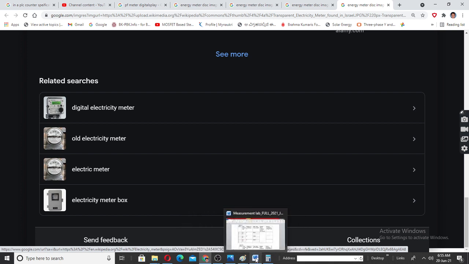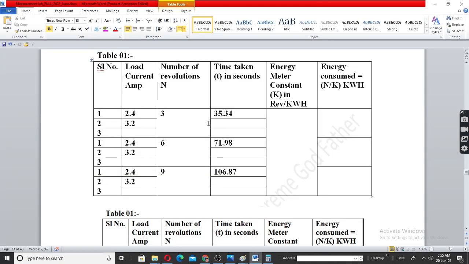Now, since the speed is increased, here we will get lesser time, say 23.5. For 6 revolutions or 6 rotations, you will get double of 23, say 45.89. Next, for 9 revolutions, it will be triple of 23. So 3 times 23 means 69. So say 70.12.